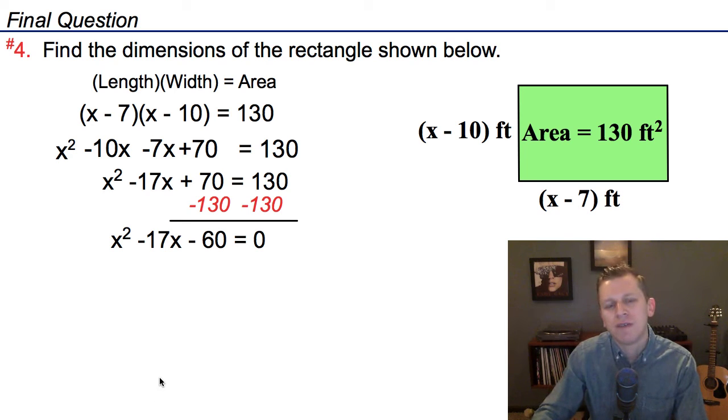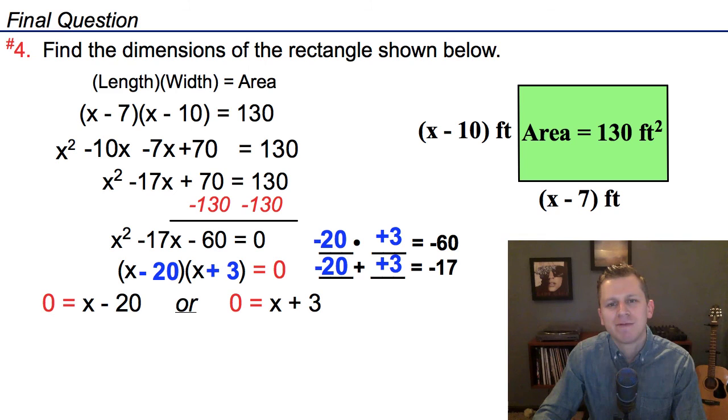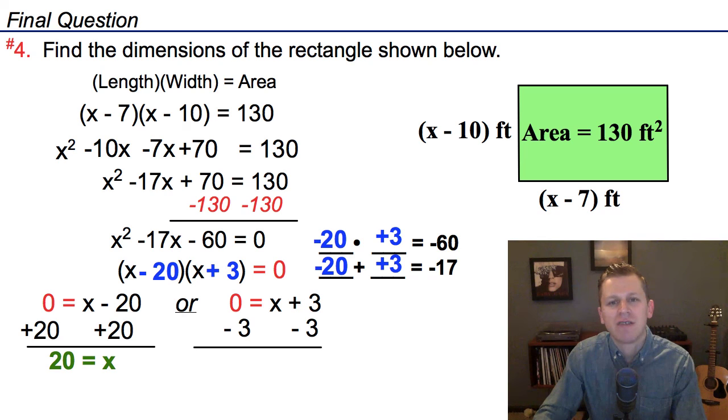Now we use trinomial factoring. Find two numbers that multiply to negative 60 and add to negative 17. Take this from standard form and put it into factored form. Use the zero product property. To solve the equation on the left, add 20 to both sides. To solve the equation on the right, subtract 3 from both sides.